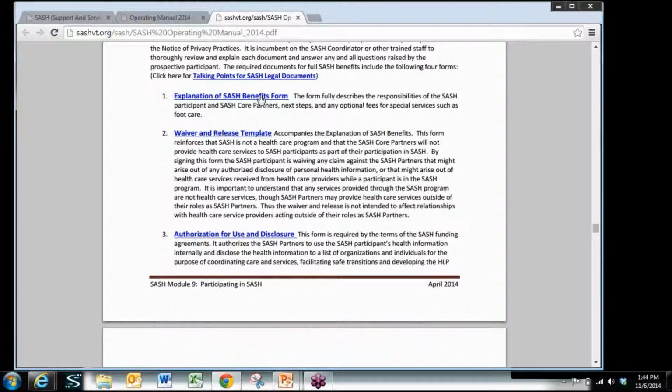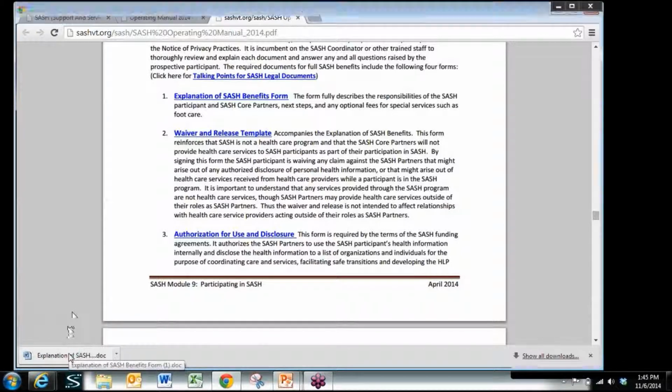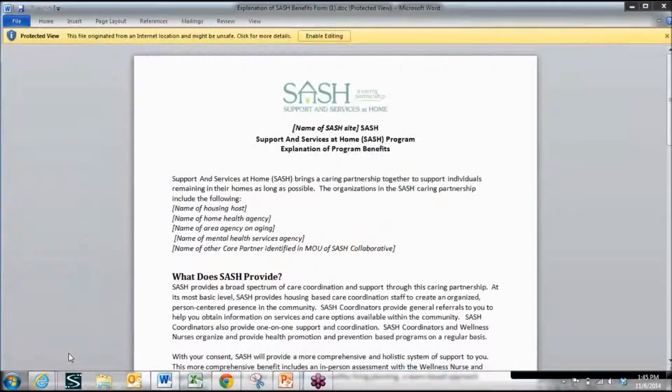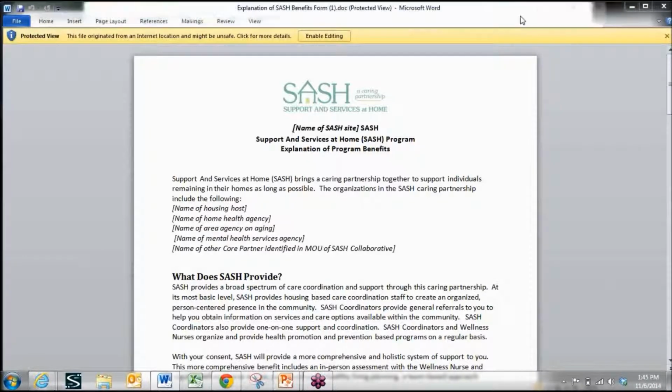We're going to start with the explanation of SASH benefits form. And what you see here is that it just downloaded it, and it went down to my taskbar, I guess is what this is called. So it's just a Word document. I hit on that. Comes up. Excellent. So here it is. It is a 2-page document. Let me just hide that. Okay.